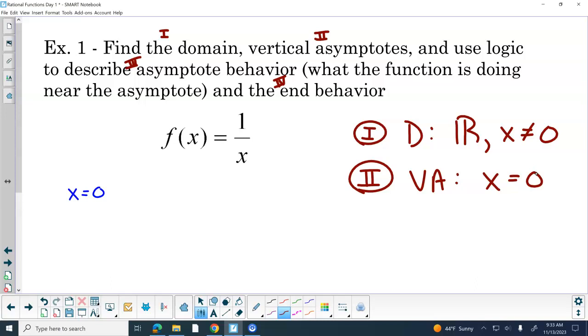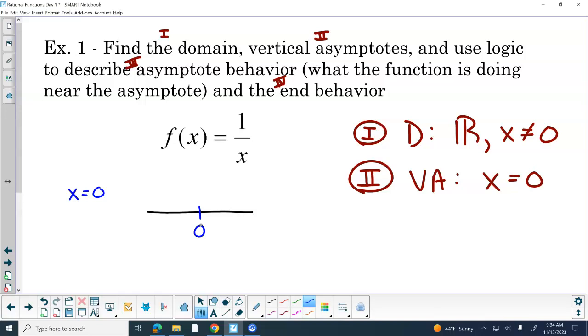Okay? So now what we have to do is we have this number, and it's called 0. Asymptotal behavior is what the function is doing on either side of that vertical asymptote. Because I can't cross over a vertical asymptote. And I can't do it because the function doesn't exist there because I would divide by 0. So I can't cross it.